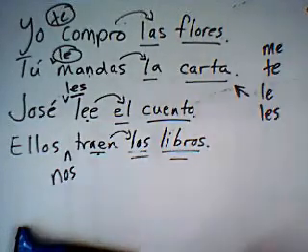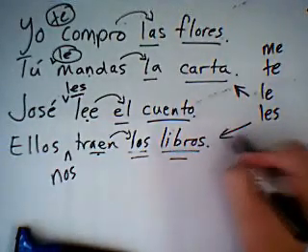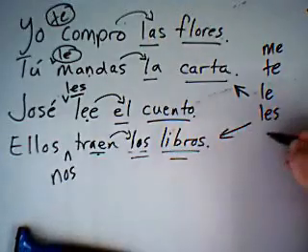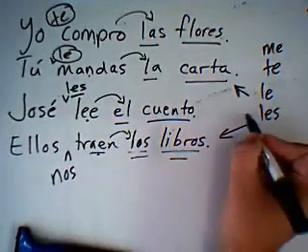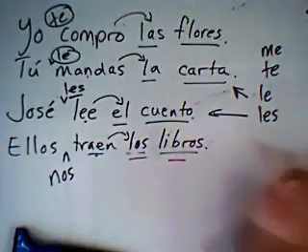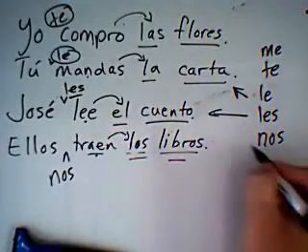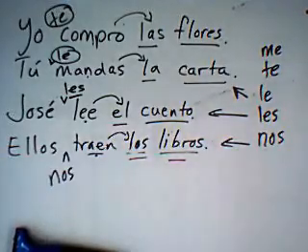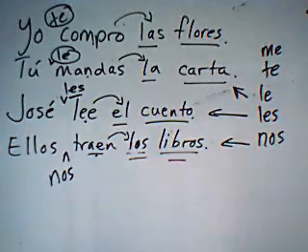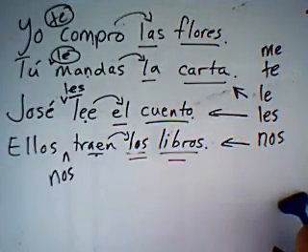Les, if it's plural, to them, right? To the children, to them, and nos, to us. So me, te, le, nos, and les are our indirect object pronouns, okay? Now, that's the difference between direct and indirect object pronouns, right?